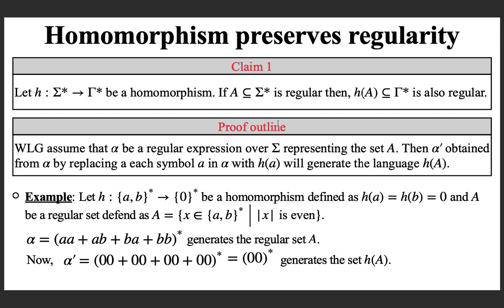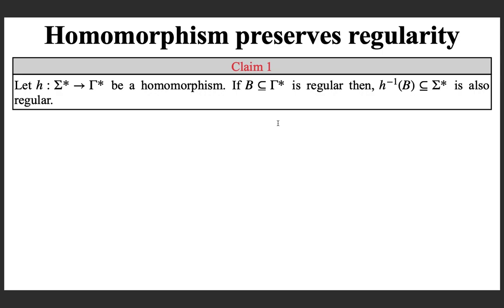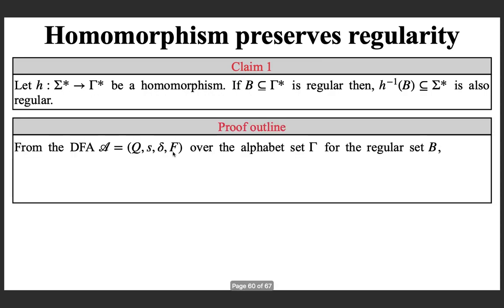And before we stop today, let us see one more result, which is just the opposite. If H is a homomorphism, then if you look at a set of strings B in the codomain gamma star, which is regular, then you can see that the inverse homomorphism of B is also regular. So you are saying that if you look at a regular language on gamma, then its inverse homomorphism must also be regular. We can have a proof outline.